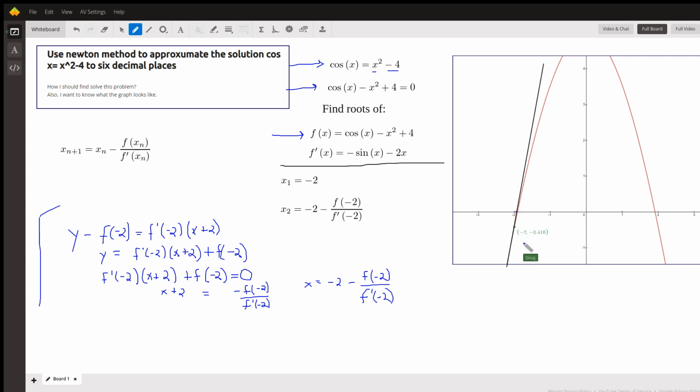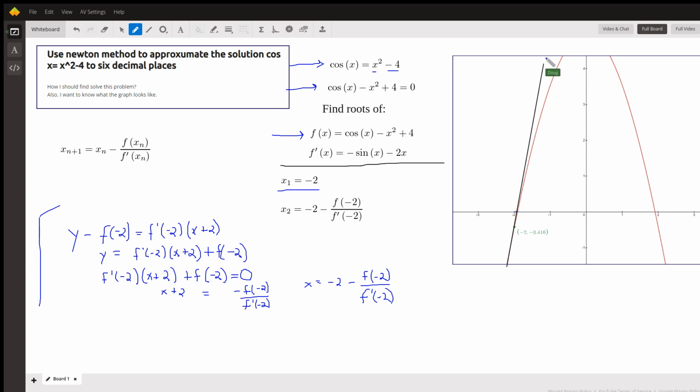So you need an initial approximation for a solution, something that's close to where this red graph crosses the x-axis. -2 looks like a good starting point. So that's what we're going to call our x sub 1. Some textbooks call it x sub 0.